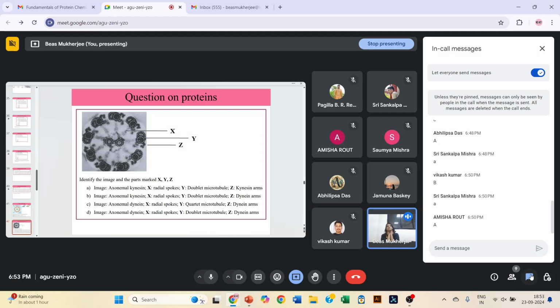An image is given where you have X, Y and Z. X is something, Y is something, and this is the image of an axonemal what? Kinesin or dynein?